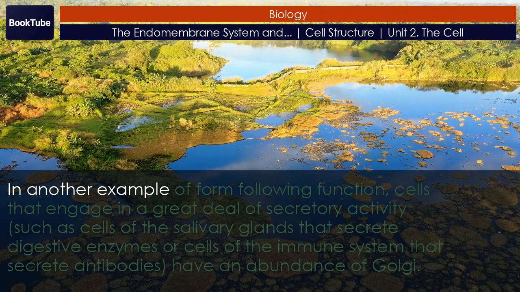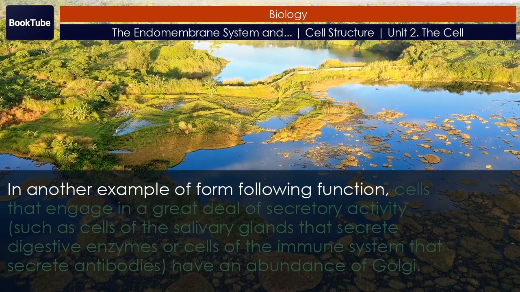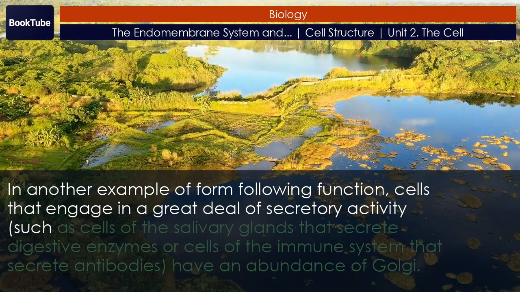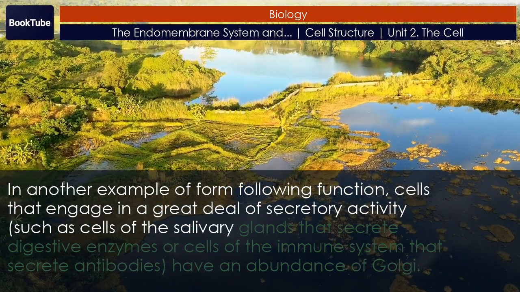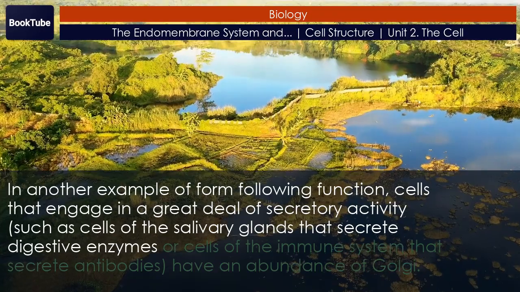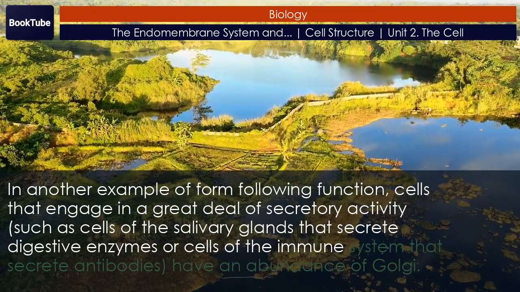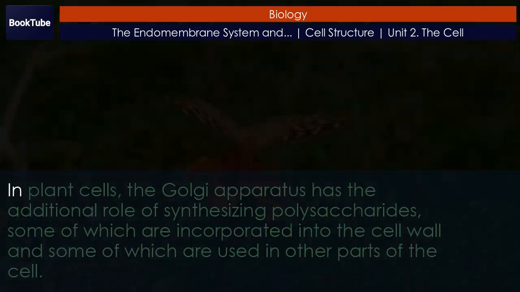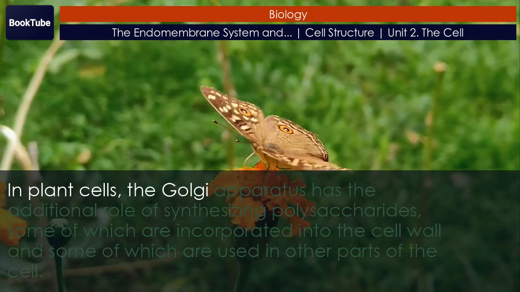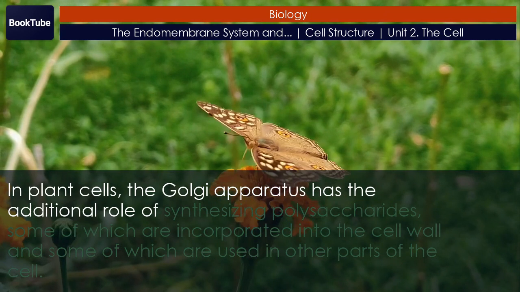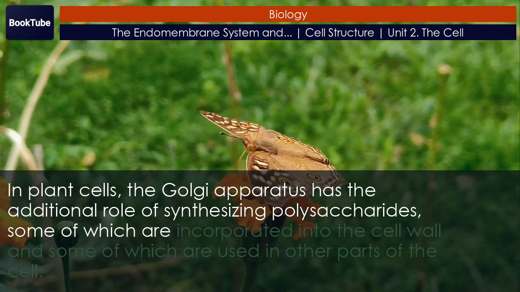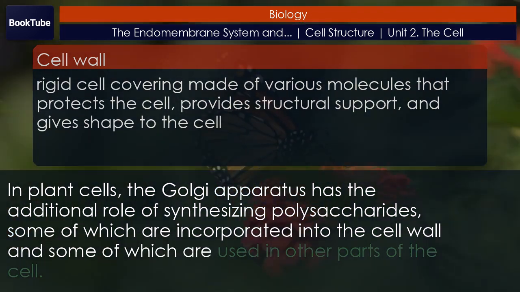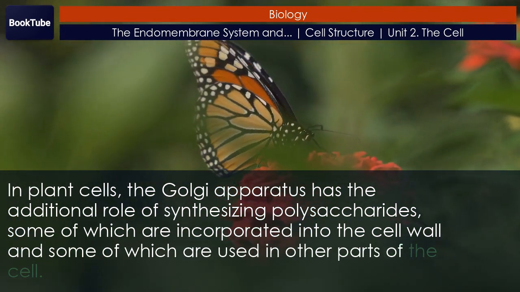In another example of form following function, cells that engage in a great deal of secretory activity, such as cells of the salivary glands that secrete digestive enzymes or cells of the immune system that secrete antibodies, have an abundance of Golgi. In plant cells, the Golgi apparatus has the additional role of synthesizing polysaccharides, some of which are incorporated into the cell wall and some of which are used in other parts of the cell.